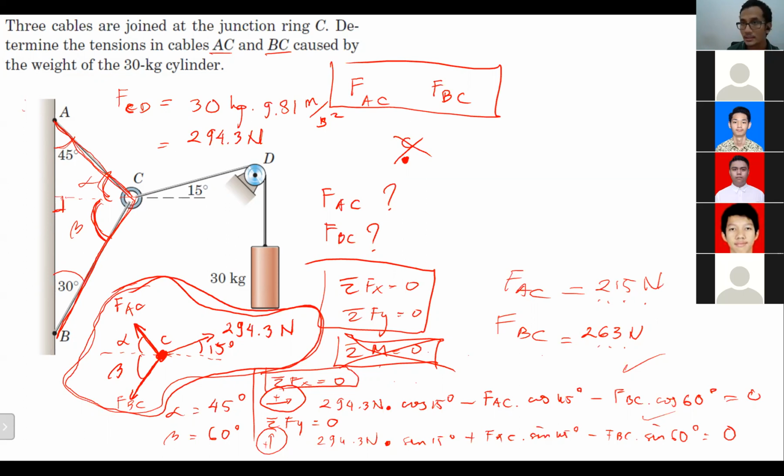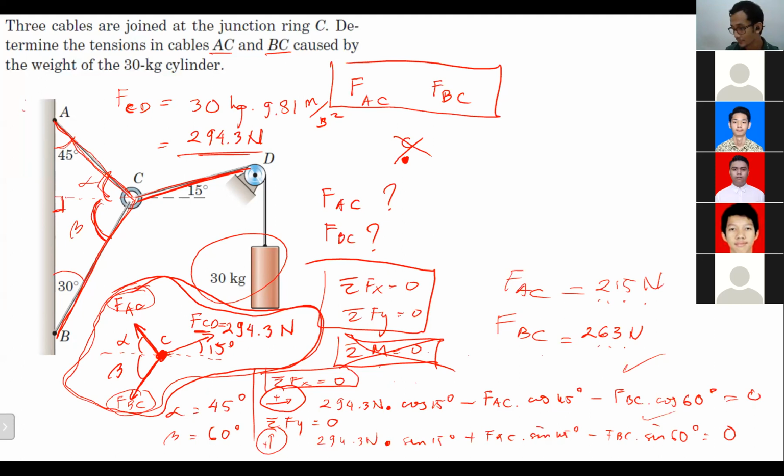After you draw the free body diagram, you can see which variables are known values and which are unknown values. For us, FCD is a known value because we can get FCD directly from the mass, the kilogram here. The value of FCD is 294.3 Newton. The remaining variables, FAC and FBC, are unknowns. So the second step is determining which variables are known and which are unknown. Do you get it, Irfan? Yes, sir.